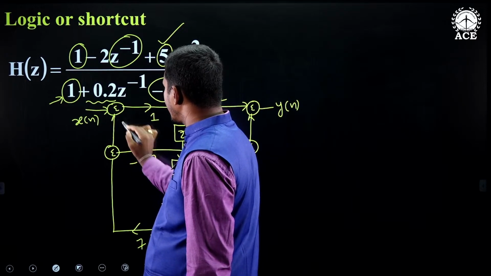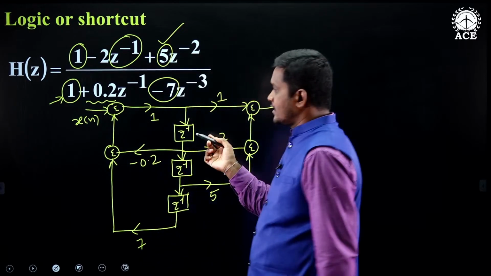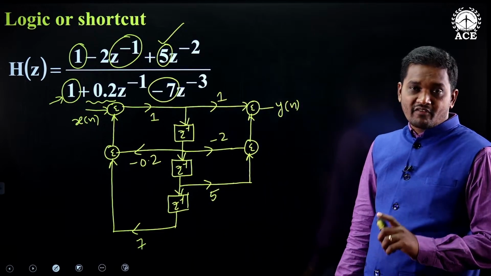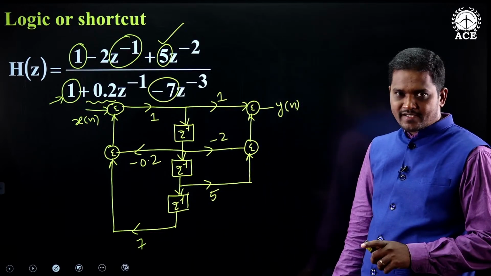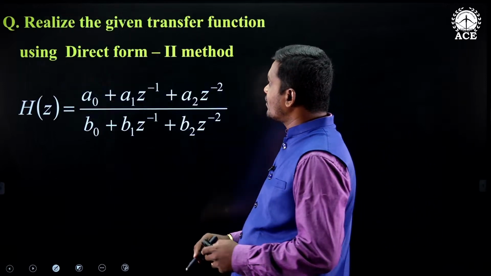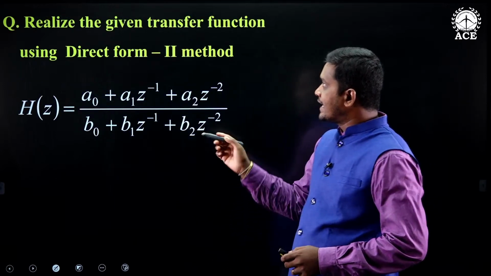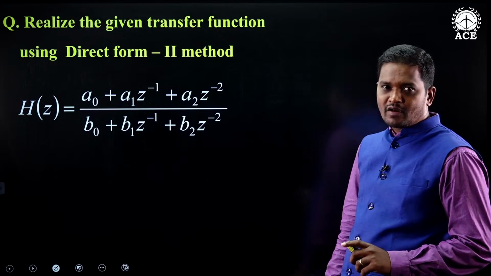So in this way, you can realize direct form 2 by using logic. Very, very important logic. Understood? Now, another question. Realize the given transfer function by using direct form 2 method.